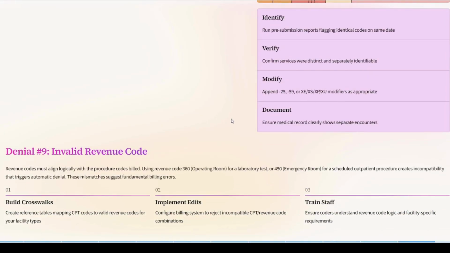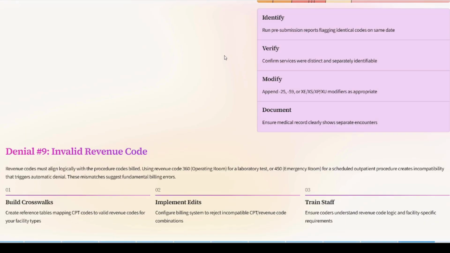And to me, that's one of the easiest denials you can handle, which is making sure you have the correct codes when you have two clinic charges on the same days of service, along with your condition codes to reflect what's going on with your other codes. Okay. Denial number 9, which is invalid revenue codes.